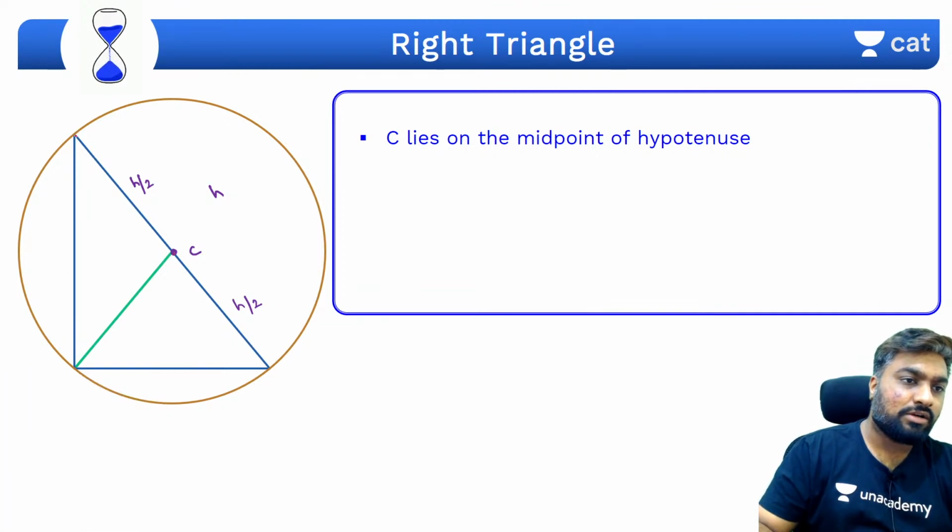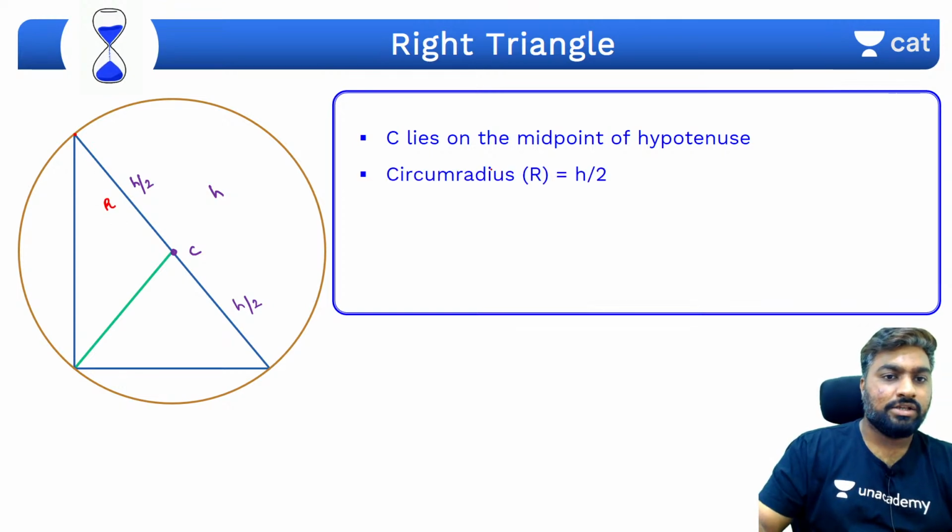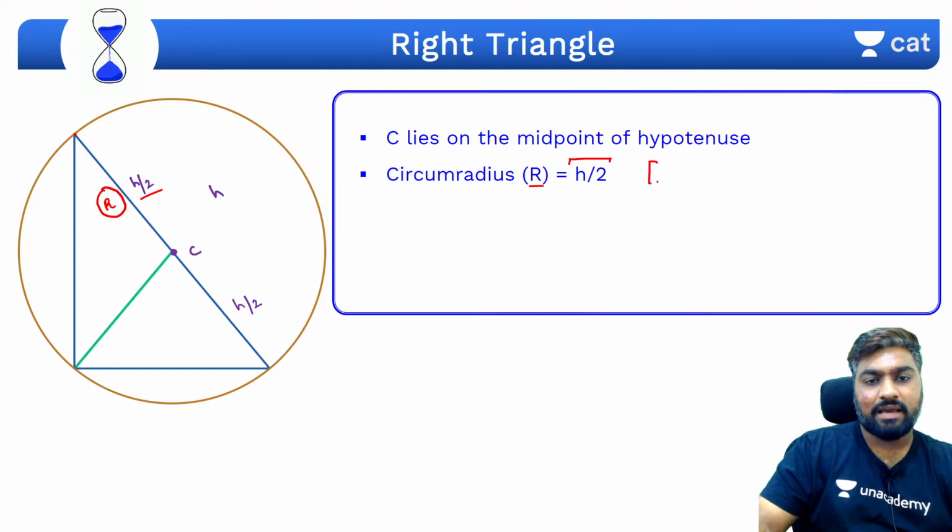From the circumcenter to any point on the circle is your circumradius. So your circumradius is what? Half of the hypotenuse. Your circumradius in a right angle triangle will be half the hypotenuse. So your hypotenuse technically is the diameter. Correct. The hypotenuse is the diameter.